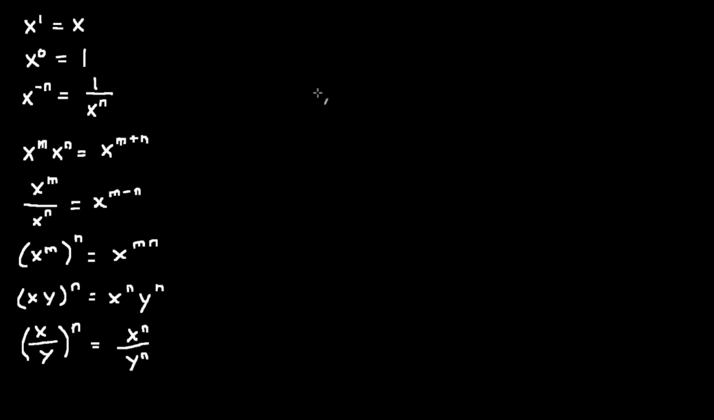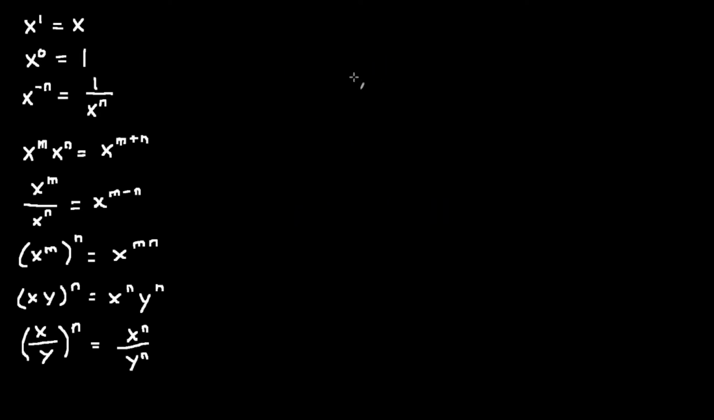Ang una is yung x raised to 1 is equal to x. Ang ibig sabihin lang nito is any number x raised to 1 is equal lang din dun sa number na yon. Halimbawa, let's say 3 raised to 1, equal lang siya sa 3. Kahit anong number, let's say 700 raised to 1, equal pa rin siya sa 700. So, yun lang yung una.